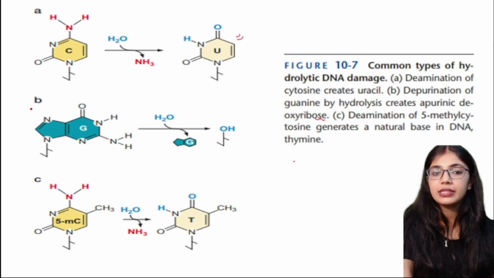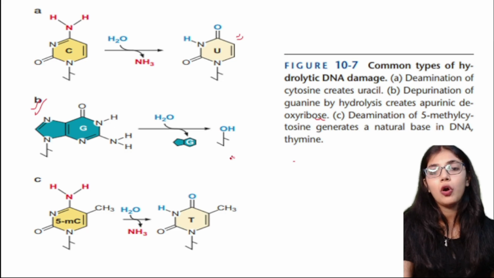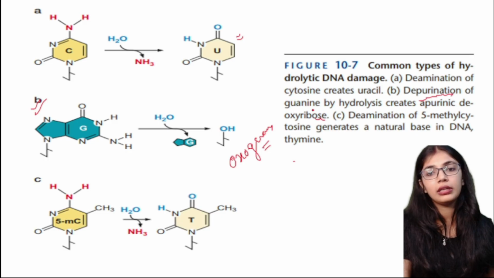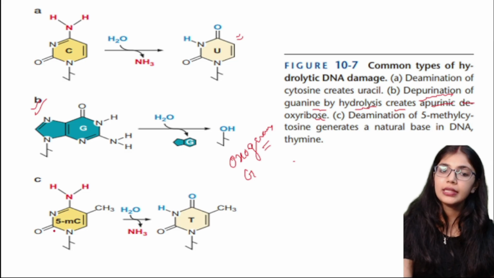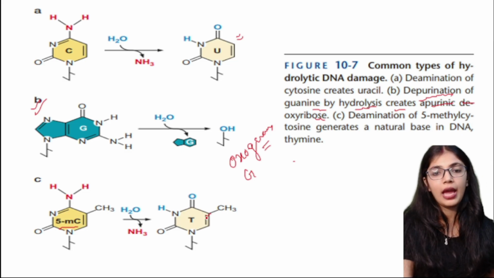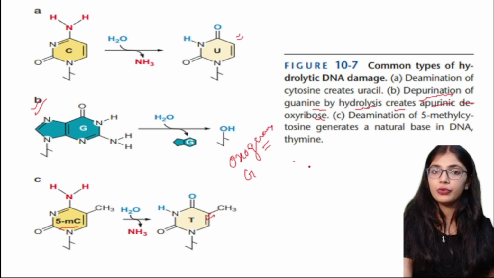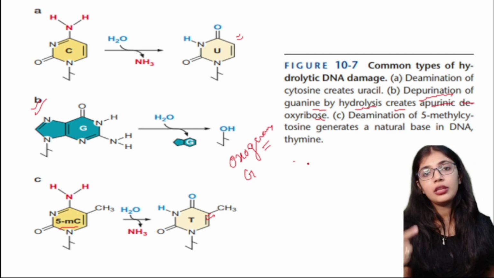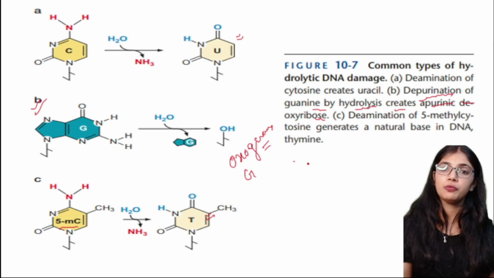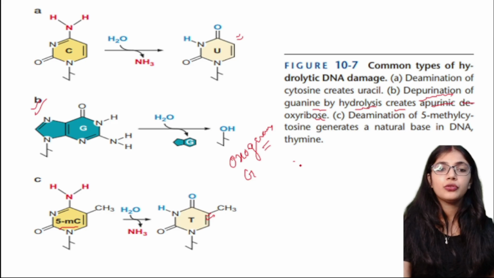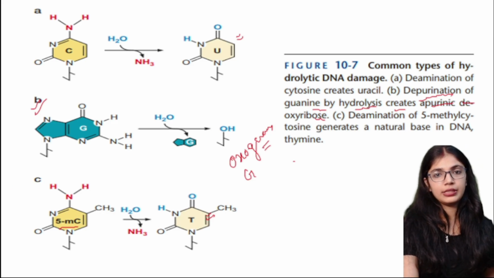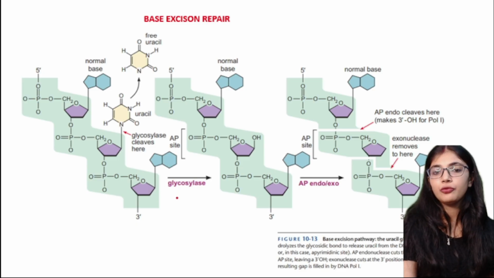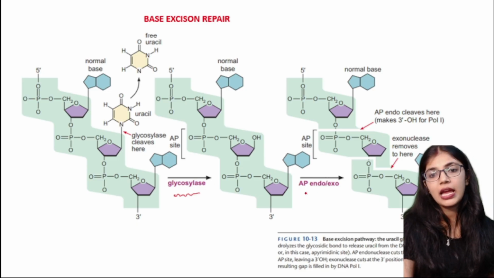So in the second point B, we can see that guanine is converted into oxoguanine. How? By depurination of guanine by hydrolysis, which creates a purine deoxyribose, known as OXO-G. In the same way, 5-methylcytosine is converted into thymine by deamination. Due to which there will be changes in the nucleotide when there will be replication, which will cause mutation in further generations. So there are certain enzymes which are working for this. Here we can see that there is involvement of two enzymes, the glycosylase and AP endonuclease.